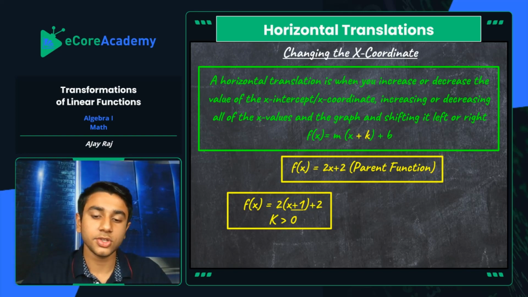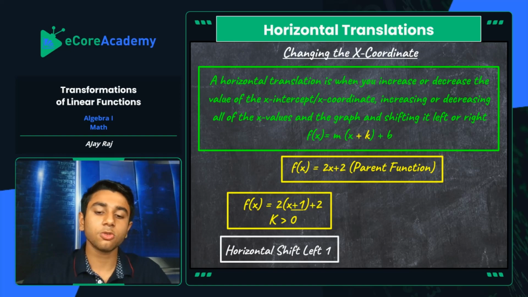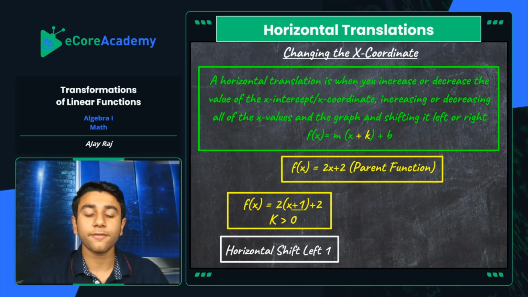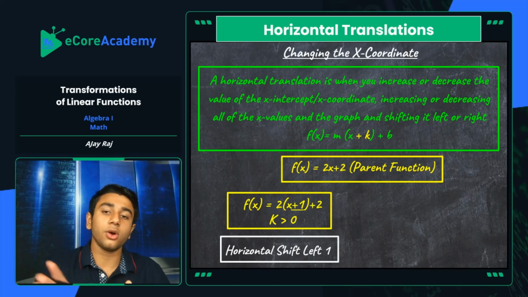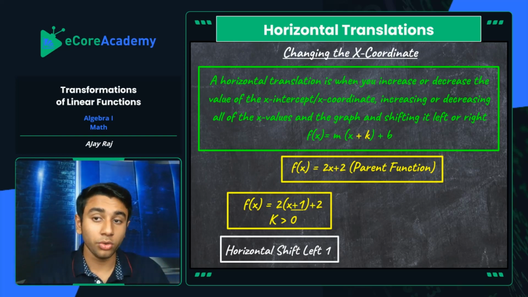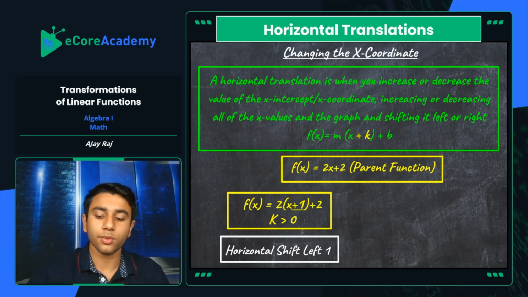Now this is an example for k greater than 0. Any values that are greater than 0 would cause your horizontal shift to move leftwards. So this would shift the graph leftwards 1 unit. Now you might be thinking, wait, that doesn't make sense. Normally when I think of positive, you're moving to the right on a number line. However, it's actually the opposite, only for transformations. When you're changing it horizontally, it's always going to be the opposite. So when you're adding a value, you're going to be moving leftwards.